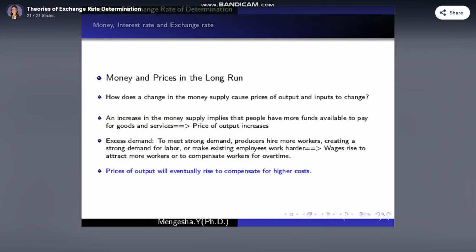This connection between money and prices is crucial for understanding exchange rate dynamics and inflation in the long run.